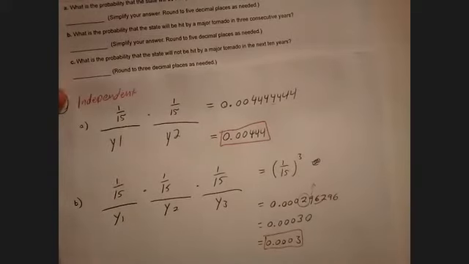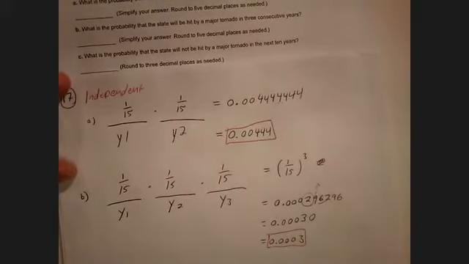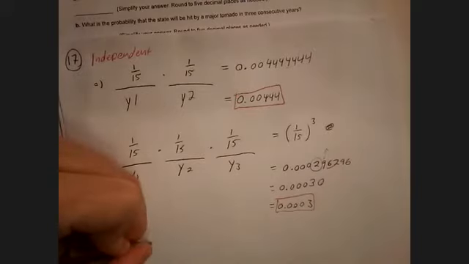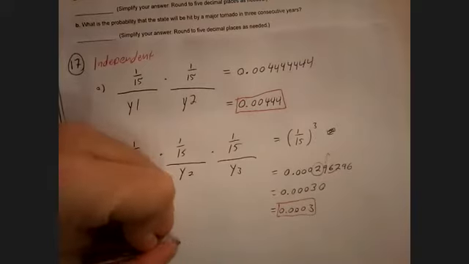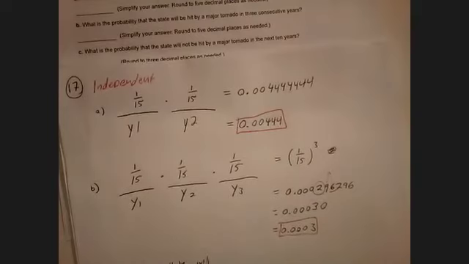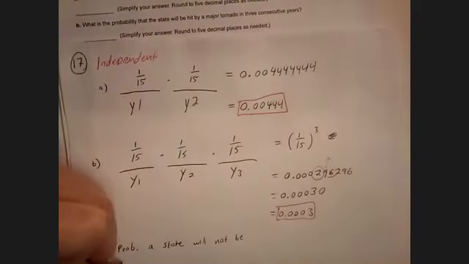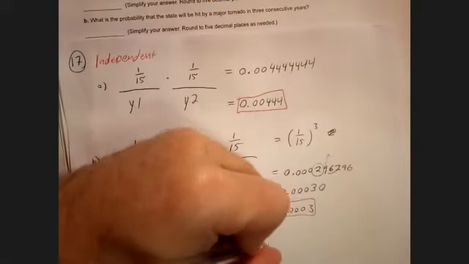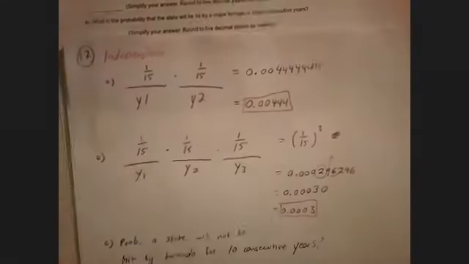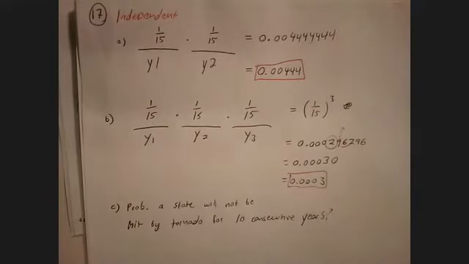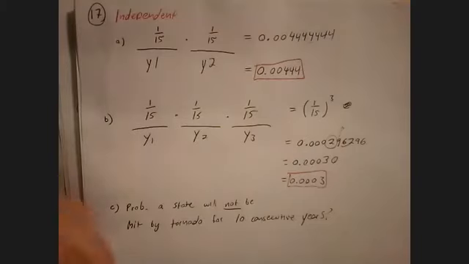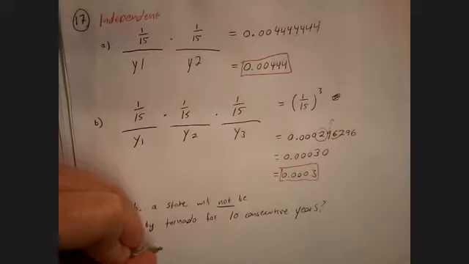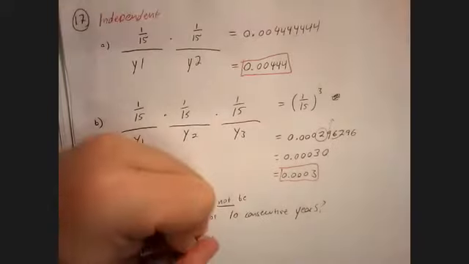And then part C, what is the probability that a state will not be hit by a tornado for 10 consecutive years? So I wrote that out because I want to think about it. It will not be hit. But we know the probability. The probability of a tornado hitting in a year is 1 over 15.